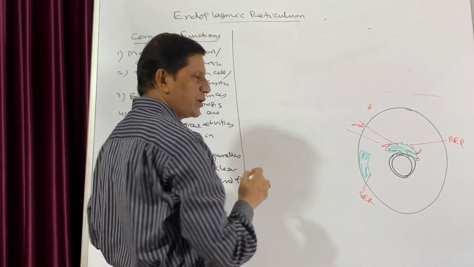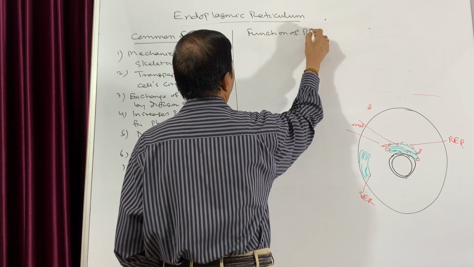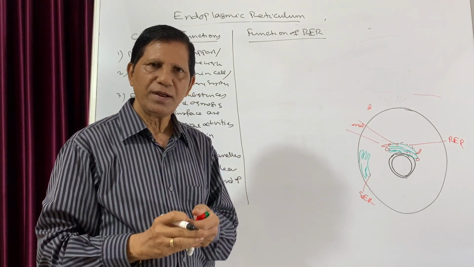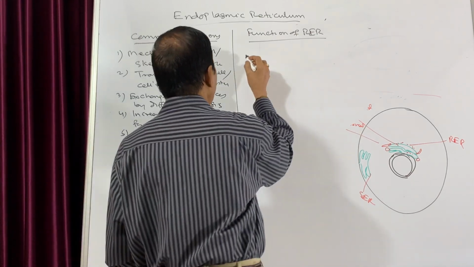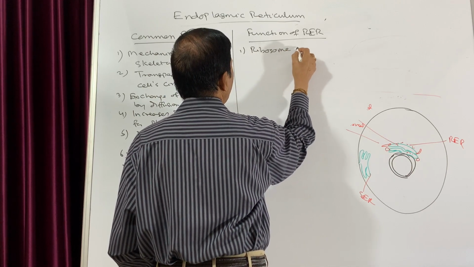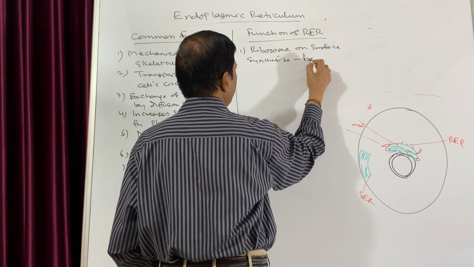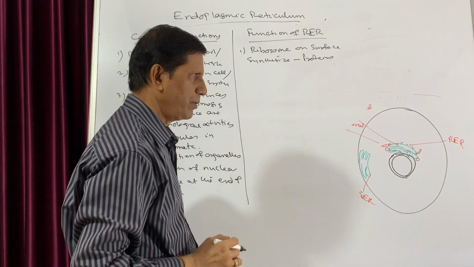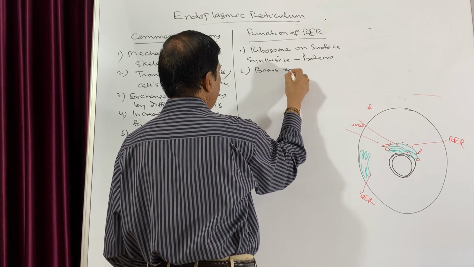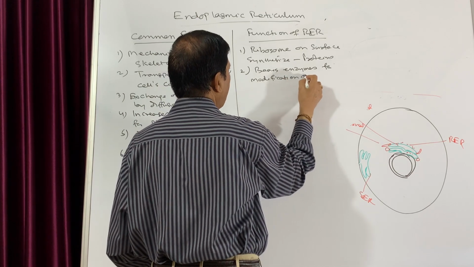Now let us discuss the functions of rough endoplasmic reticulum. So here, why is it rough? Because ribosomes are present. And what is the function of ribosomes? Protein synthesis. So naturally, the ribosomes on the surface synthesize proteins. So that is one of the important functions. Then the second function you can write is that the rough endoplasmic reticulum bears enzymes for modification of polypeptides.